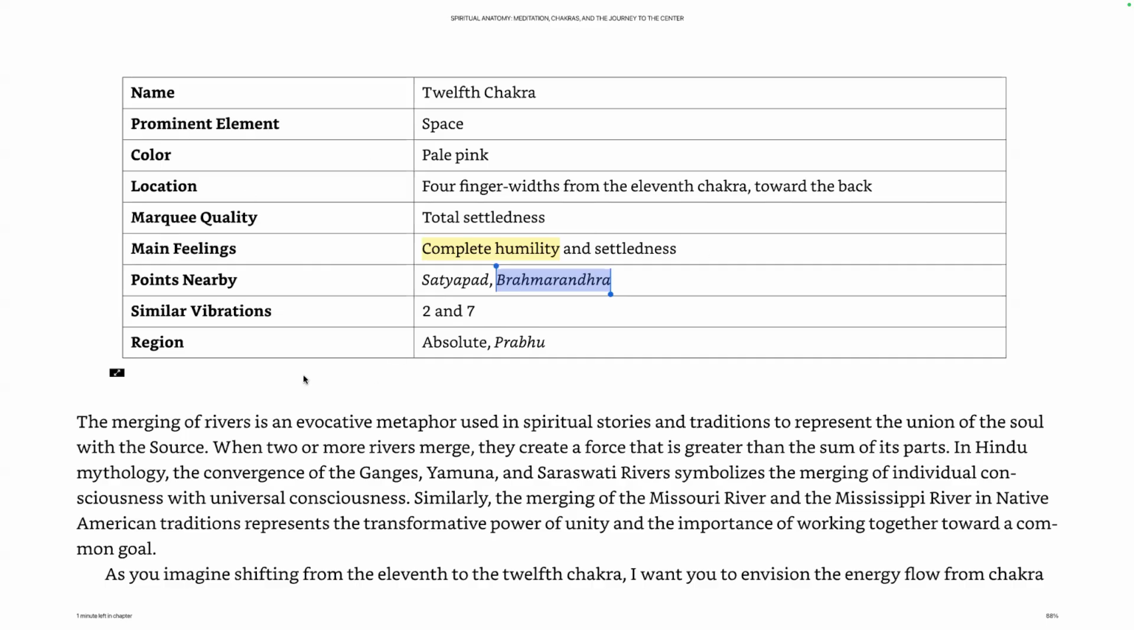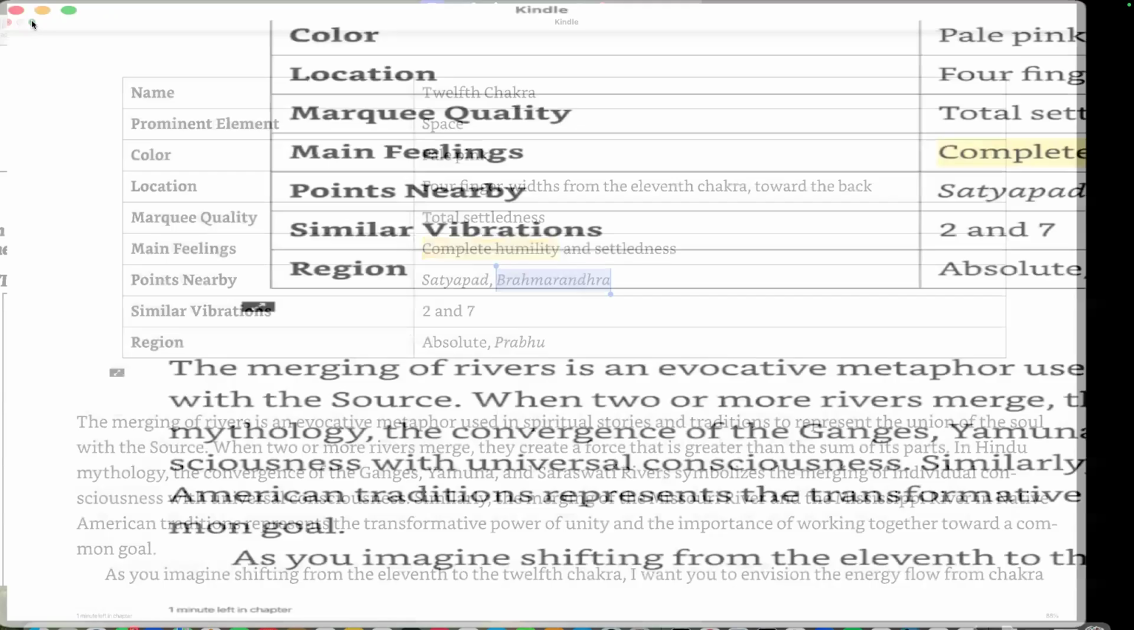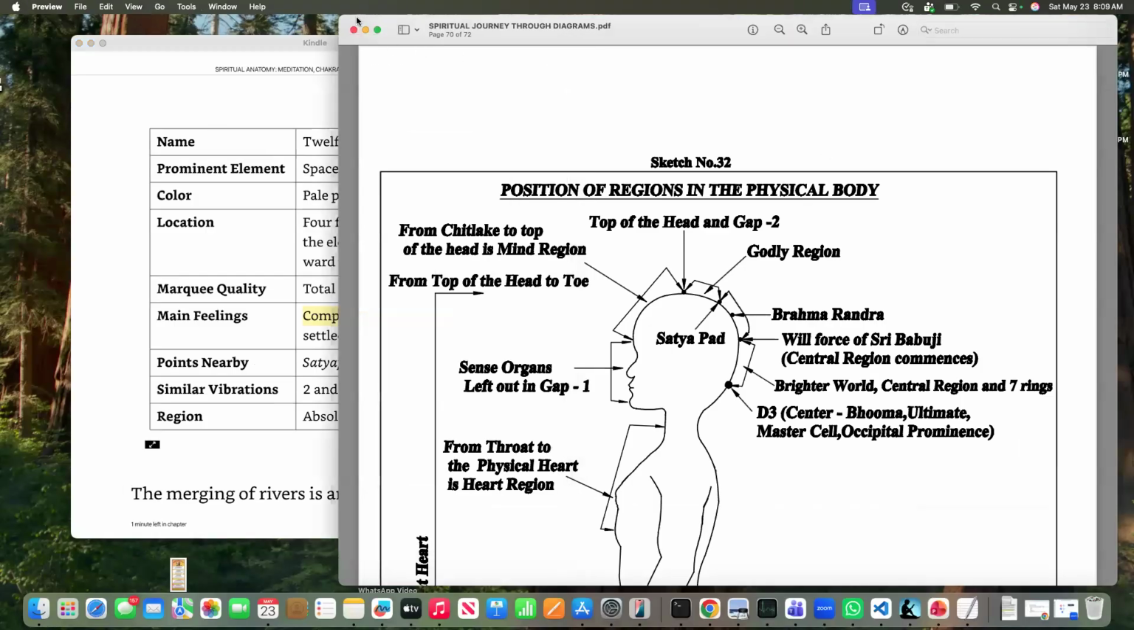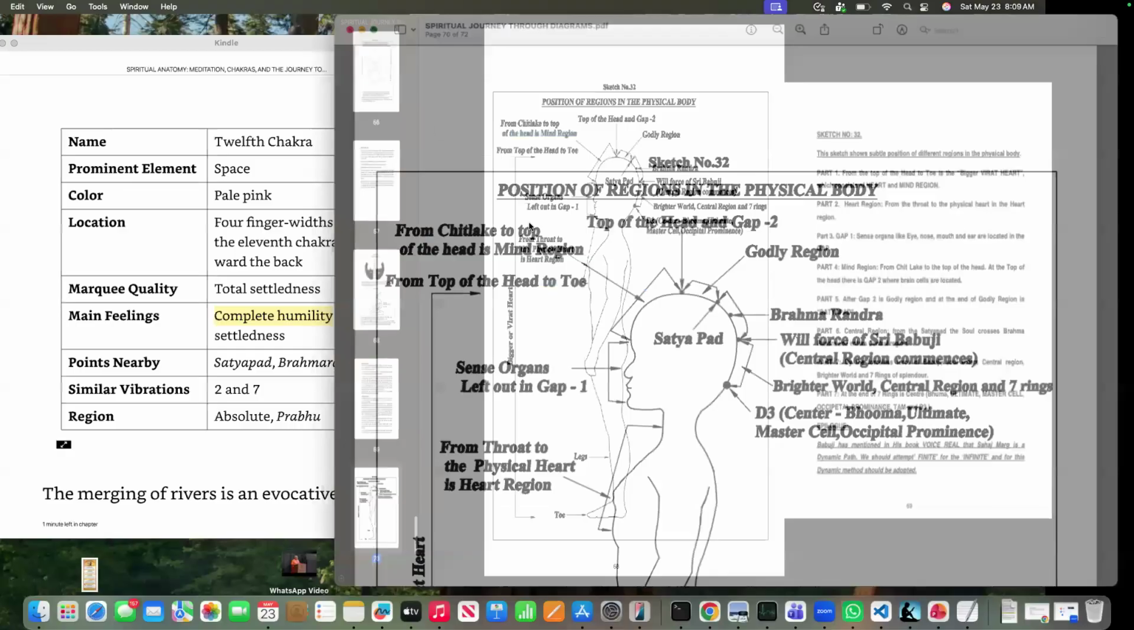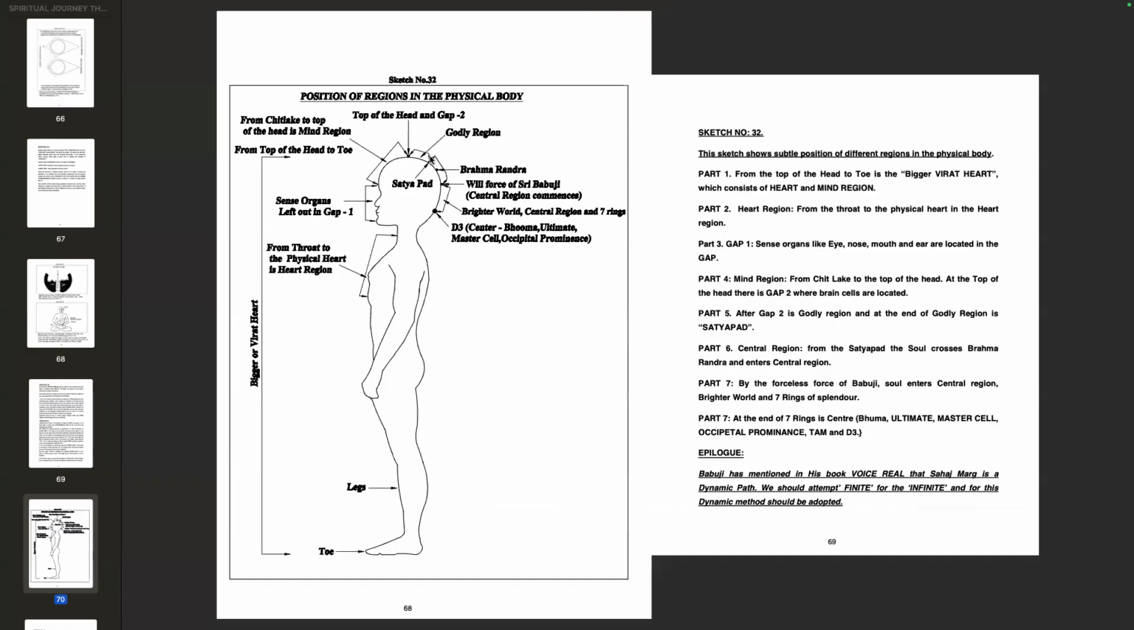Then I'll show you another view of how it looks. So if you see here in this sketch, this is the 11th and 12th point. Like we were discussing, the 11th and 12th are in the godly region. And attached to it is the Brahmarandra, and then there is a point, Satyapad here. So that's why it's close to the Satyapad and Brahmarandra, right?